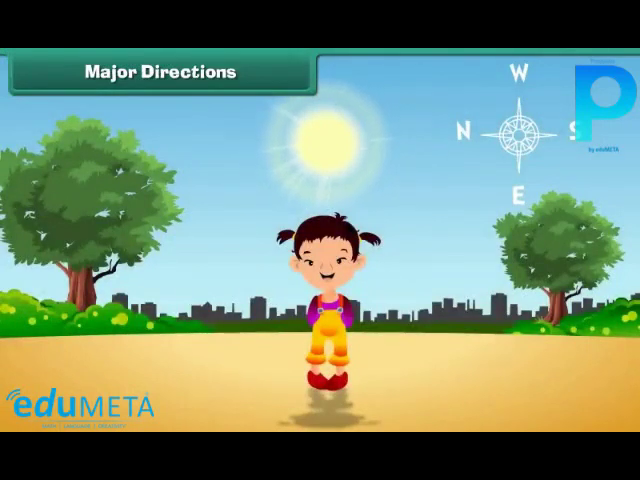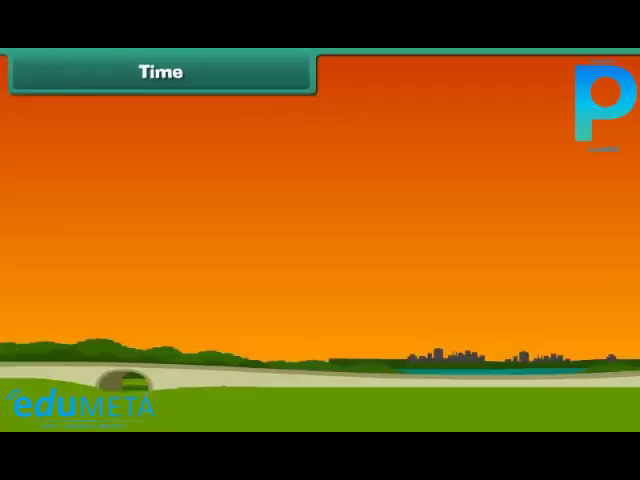This is Jeevika. She is standing with the sun behind her. You know that the sun rises in the east. Therefore, east is behind Jeevika. It means west is in front of her. North lies to her right. South lies to her left.